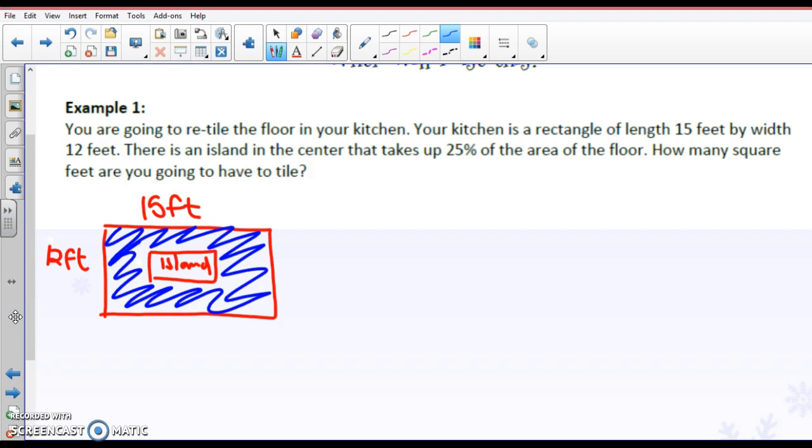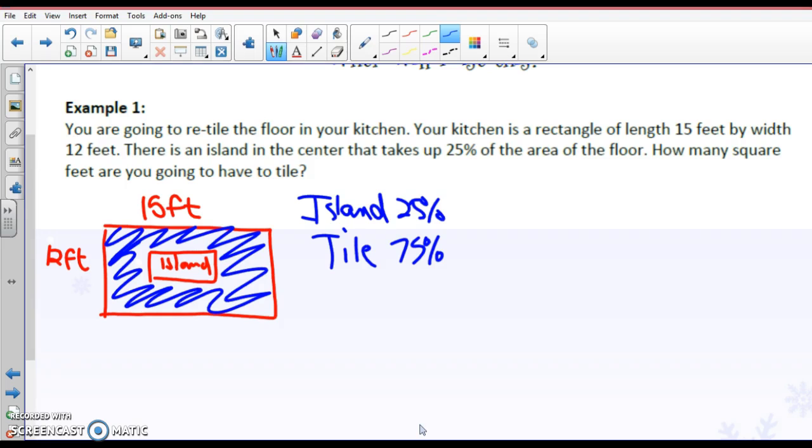So, they're telling us that the island is 25% of the floor. So if the island is 25%, what will the tile be? What percent will the tile be? 75%. Do you guys agree with that? If the island's 25%, then the tile is going to be 75%.